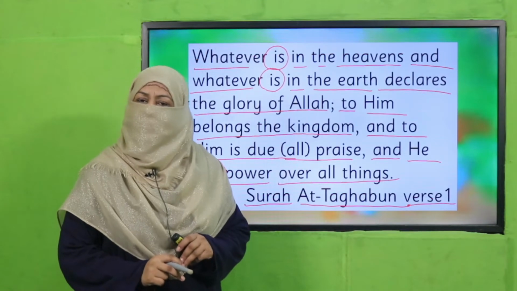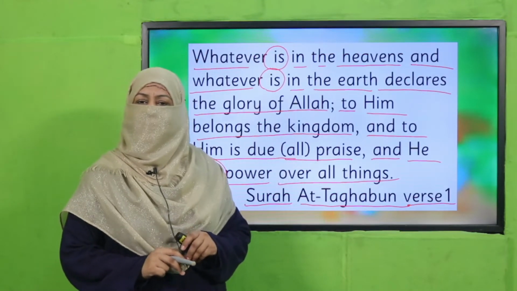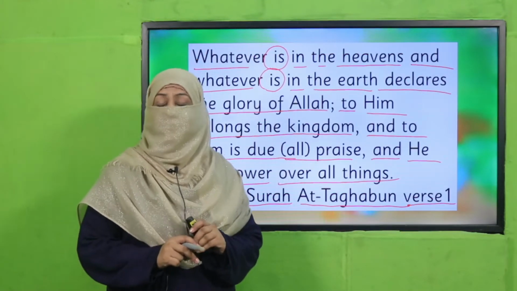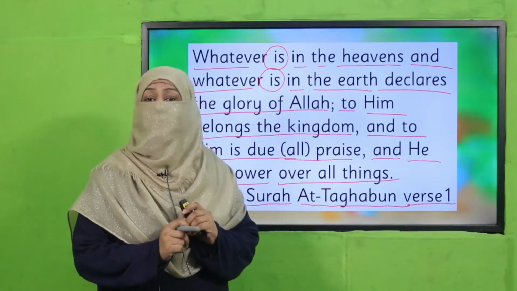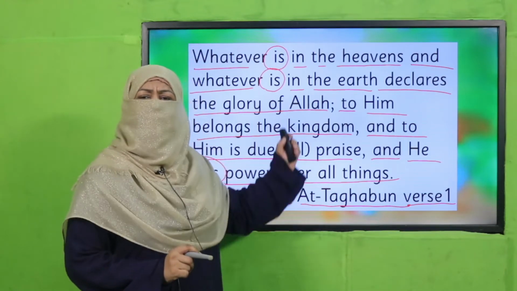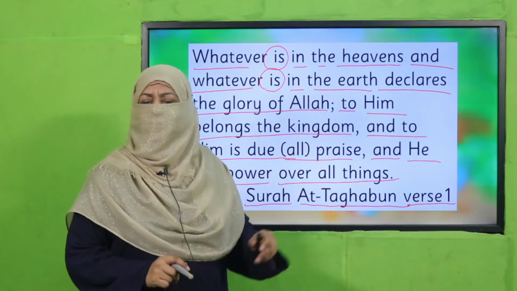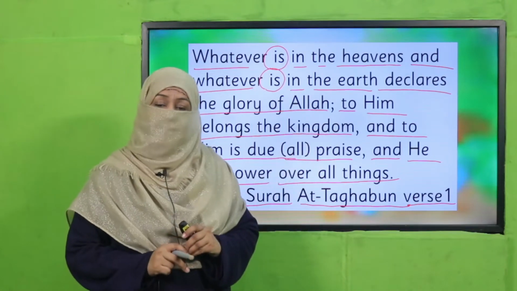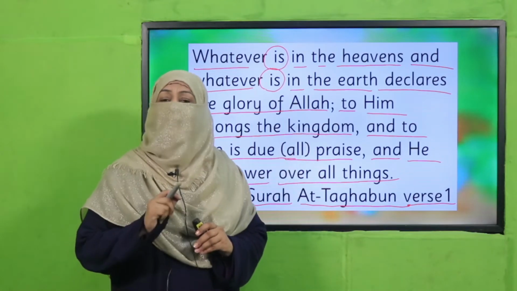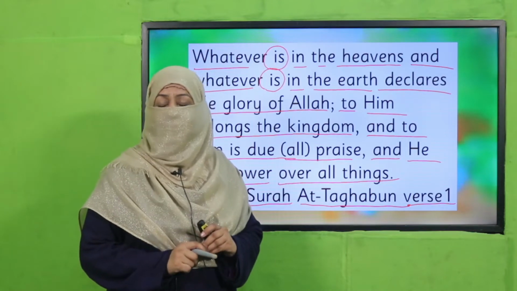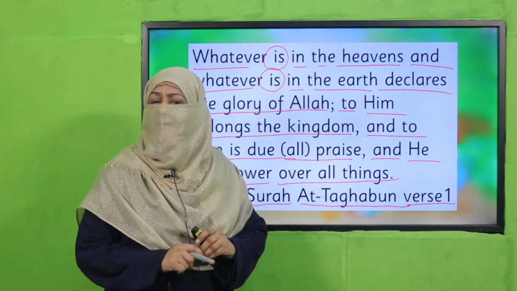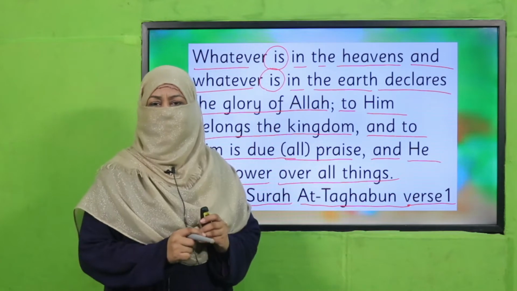Yes, my dear children, what is this beautiful verse telling us? Beta, this verse is telling us that the ultimate control is in Allah's hand. Everything belongs to Allah subhanahu wa ta'ala. That's why, beta, whatever we have is a blessing of Allah subhanahu wa ta'ala, and we should use it carefully, and we should be thankful to Allah for every blessing, right?